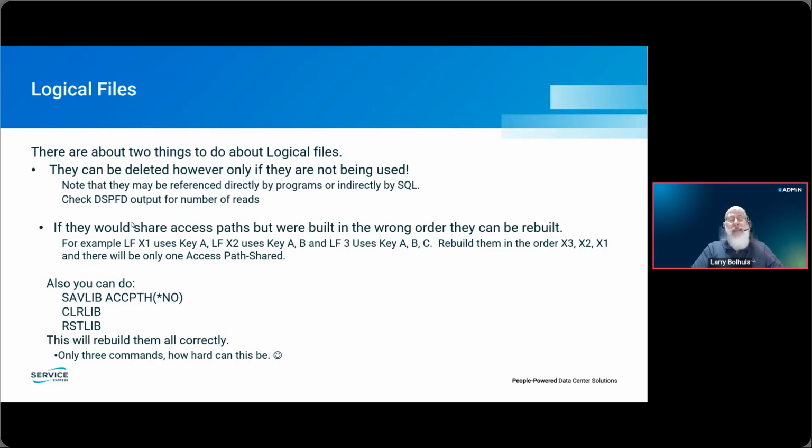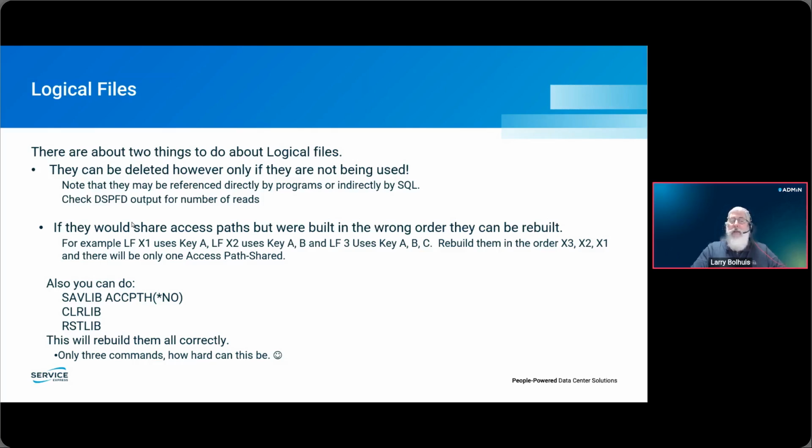Now, if you want to analyze your database, you can spend some time and crank up some spreadsheets and look at all your keys and analyze that and try to figure out which ones you can get rid of. Or you can say, IBM i is smart. I'm going to save my library with access path no, then I'm going to clear my library, and then I'm going to restore my library. And it will build them only in the correct order because IBM i is lazy, and it says, why should I do all that extra work? I'm just going to build logical file 3, and logical file 2 and logical file 1 will simply be pointers.